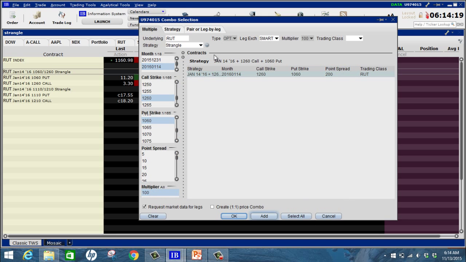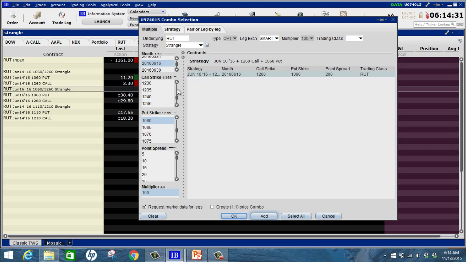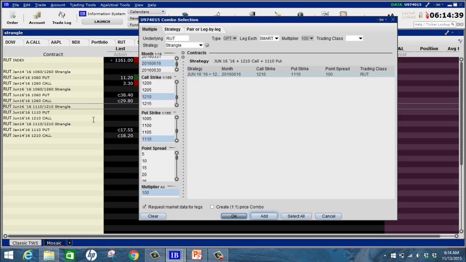And we'll take a look at another one. Say let's go further out in time, let's go out to June, and we'll do the same, 1260 and 1060 and 1210 and 1110. Alright, there we go. So that's how we can add them onto our screen.